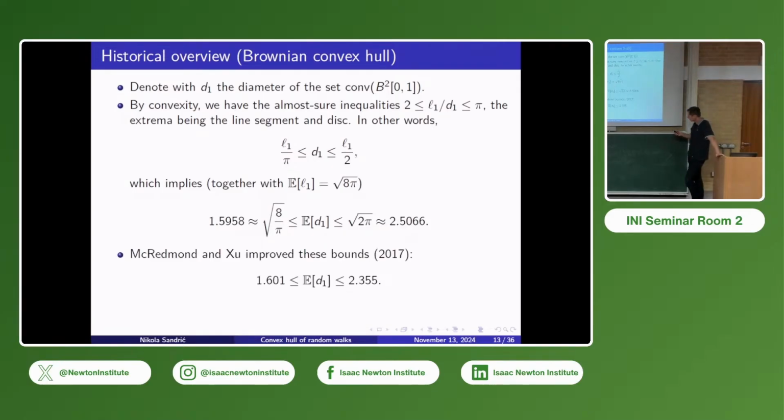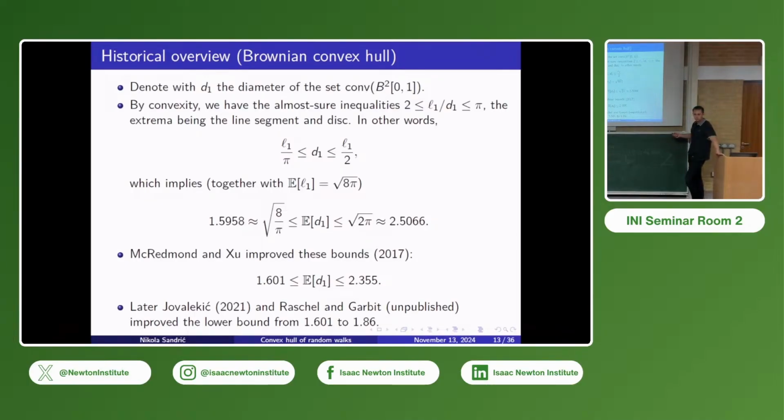These bounds were further improved by McRedmond and Xue in 2017, so they got these weird constants. And later by Jovalekic, and also in unpublished work by Rachel and Garbit, they improved the lower bound to 1.86. So if somebody wants to play, there is still enough room to improve these bounds.